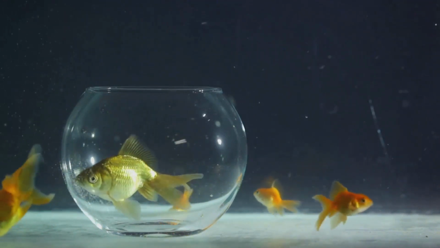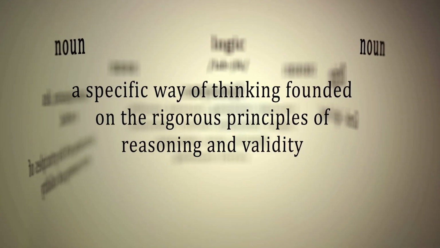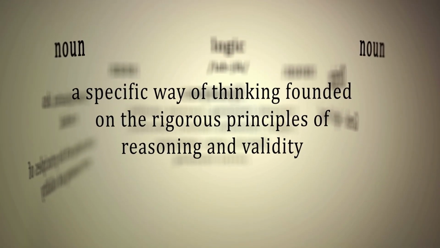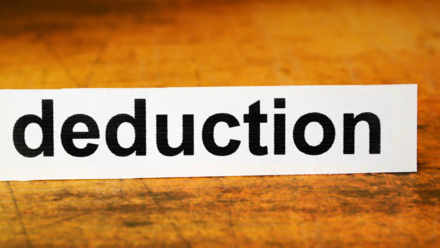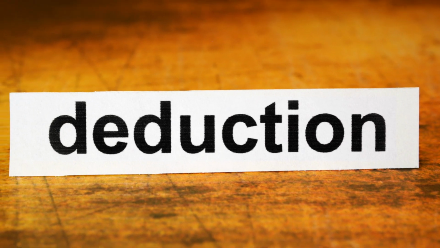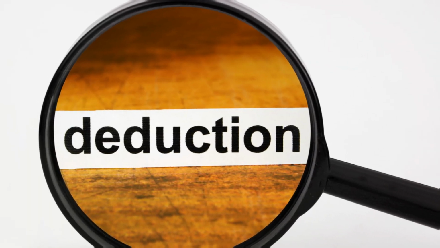The logical structure of deductive reasoning is quite straightforward. You begin with a general statement or hypothesis, which could be considered a universal truth or principle. Apply this statement to a specific case or scenario, and then deduce a conclusion based on the application of the general statement to the specific case.